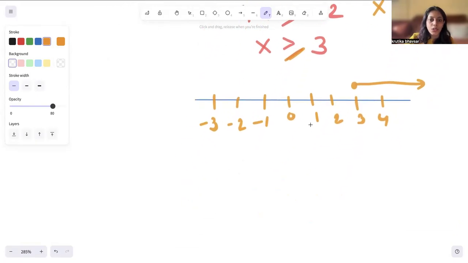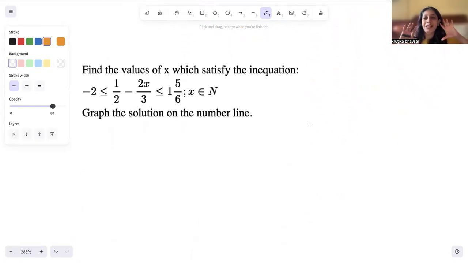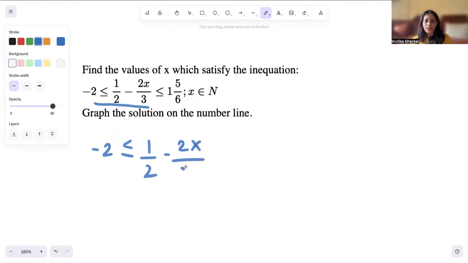Okay, let's go to the fun questions. Now, this might seem a little bit tricky for you guys, but I assure you, by the end of the lecture, this is going to be one of the simplest questions that you deal with. Okay, fractions. No need to be scared of fractions. Let's choose one side and deal with it one time. Okay, so let's just choose this side. You have minus 2 is less than or equal to 1/2 minus 2x over 3.